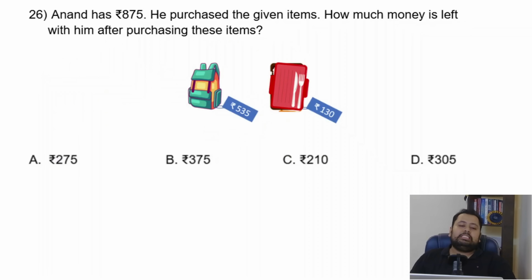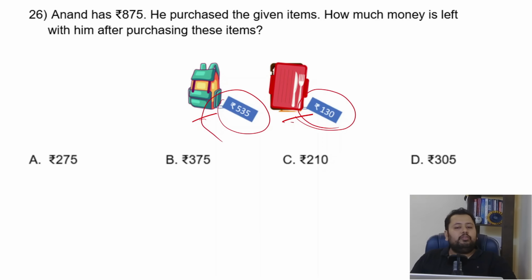Now we move to question number 26. Anand has rupees 875. He purchased the given items, right? He purchased a backpack and a tiffin box: rupees 535 for the bag and rupees 130 for the tiffin box. How much money is left with him after purchasing these items? You have to find this out. Pause the video, solve it first, and then look at the solution.